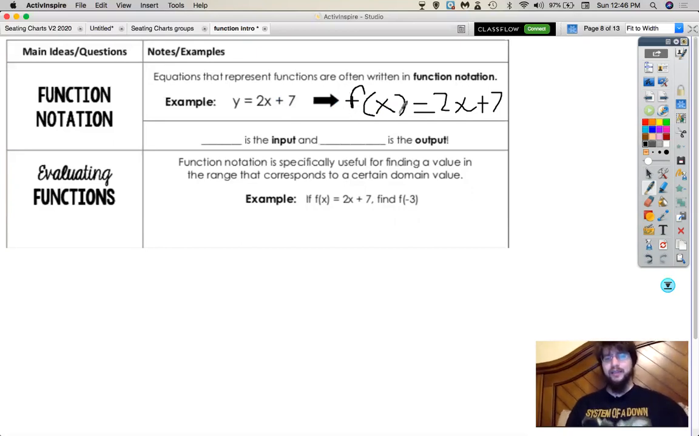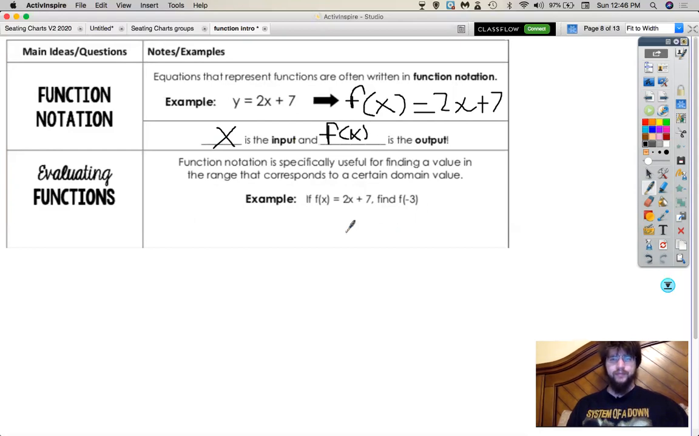This is not f times x, this is read as f of x. If you say f times x, you should just find a wet sloppy fish in the dumpster and smack yourself in the face with it. So what is the input? X. What's the output? F of x.